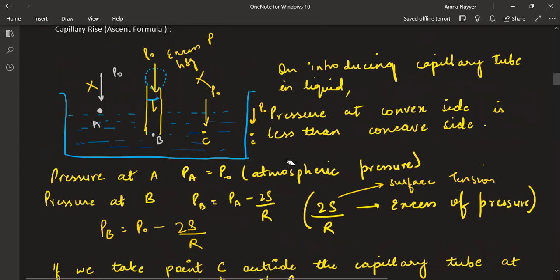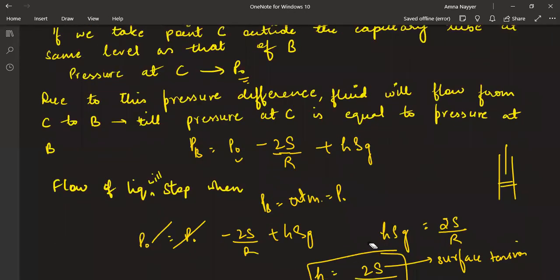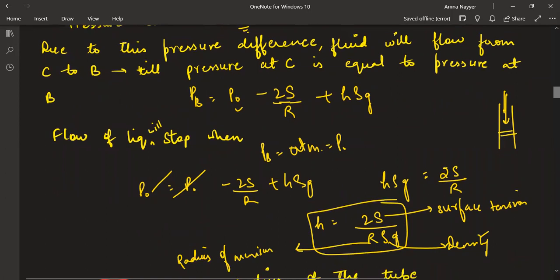Now, if the liquid is there and atmospheric pressure is not letting it out, then only the liquid will not flow. So you equate this entire equation with P naught, and the liquid will rise in the radius of meniscus. See what is meant by radius of meniscus.